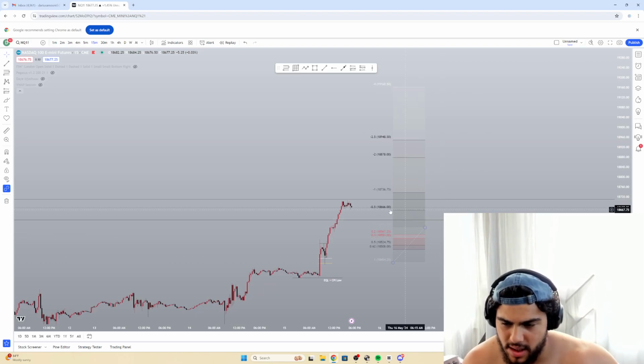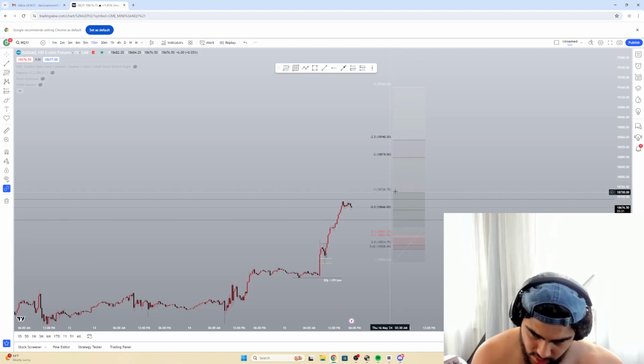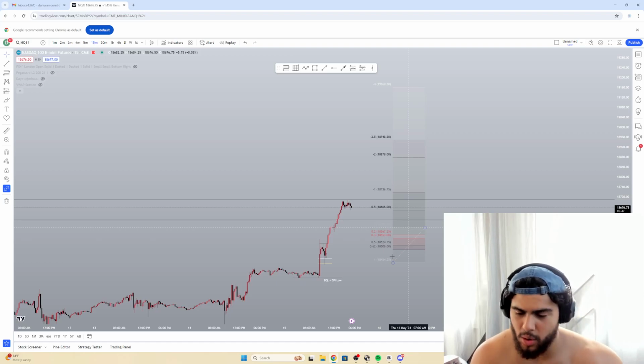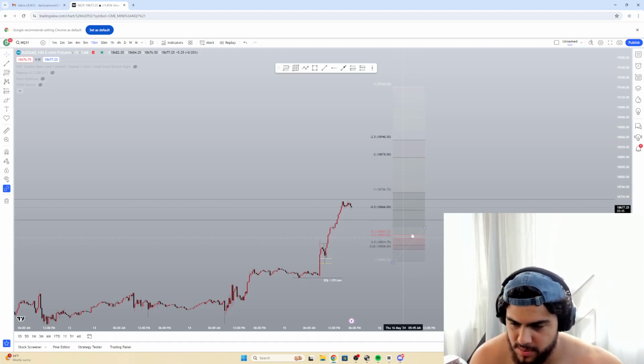Basically, a 0.5 standard deviation is obviously half of the range of the manipulation leg. One standard deviation would be the whole range of the manipulation leg. So if this was the manipulation leg, this is the exact same size as the manipulation leg.